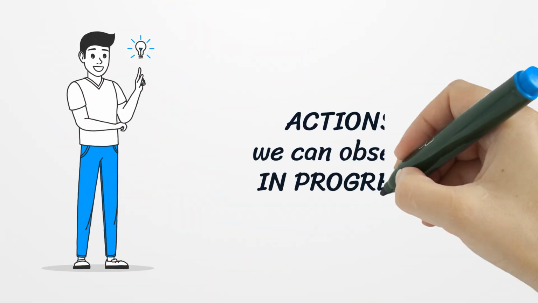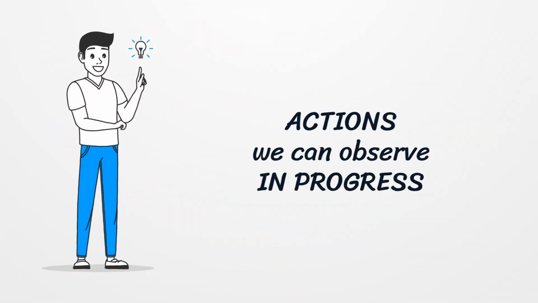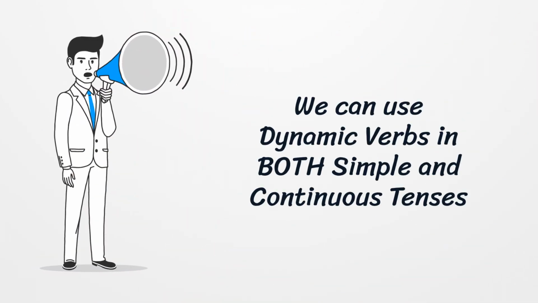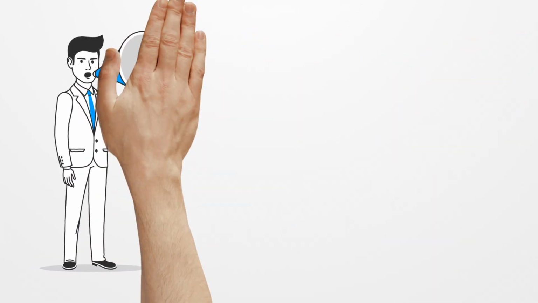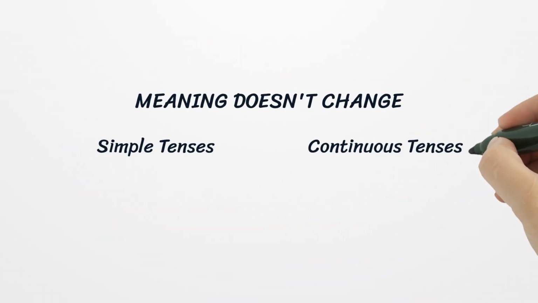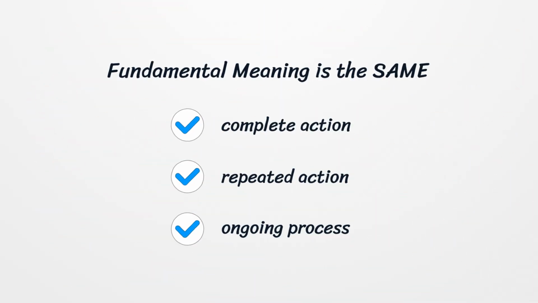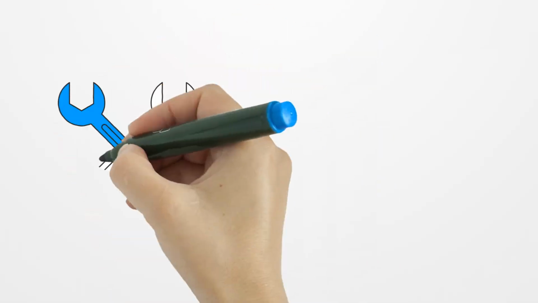Because these are actions, we can naturally observe them in progress. This means they are perfectly comfortable in both simple and continuous tenses. Their fundamental meaning does not change. The tense simply changes our perspective on the action, whether we see it as a complete whole, repeated action, or as an ongoing process. Present simple.